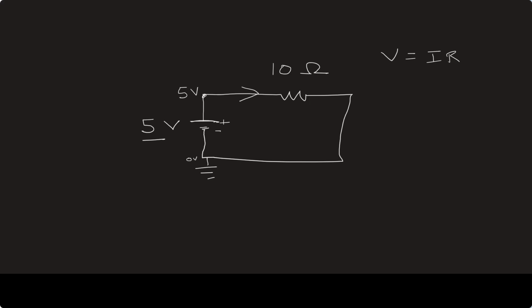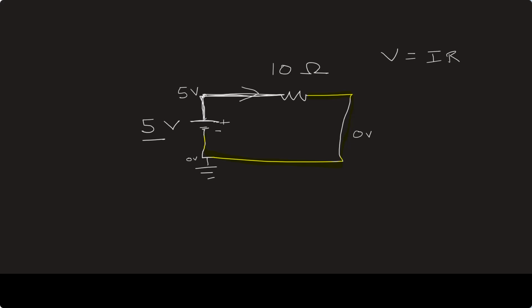And everything that is connected without an element in there is all at the same voltage. So everything here is at 5 volts. And everything on the other side of the circuit, all of this is at 0 volts.